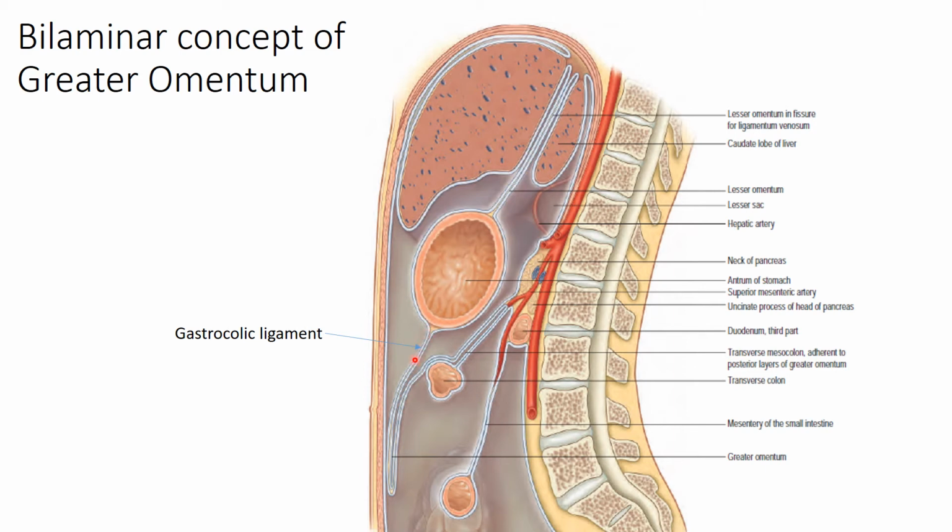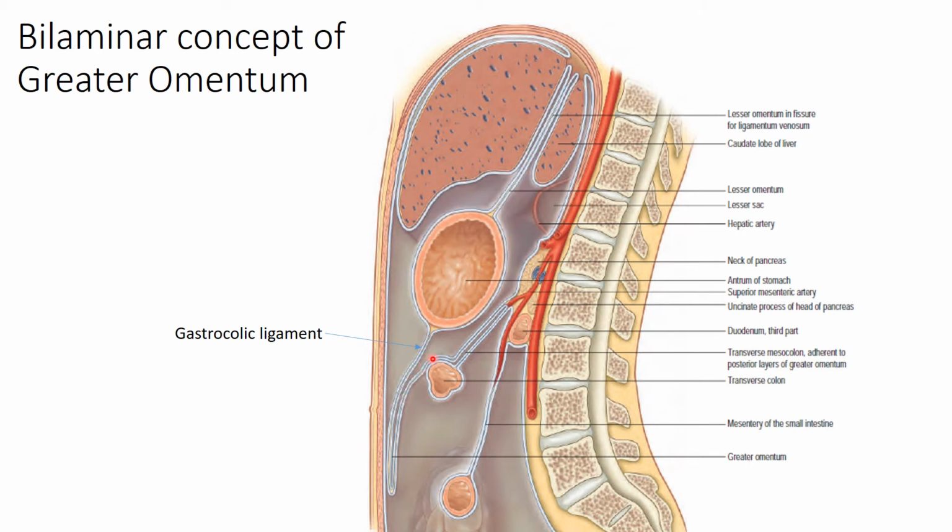So as they ascend, this first layer becomes the fourth layer, or the posterior most layer of the posterior sheet, and this second layer becomes the third layer, which is the anterior lamina of the posterior sheet. So that's how these double sheets of the greater omentum are formed, which are both composed of bilaminar sheets of the peritoneum.